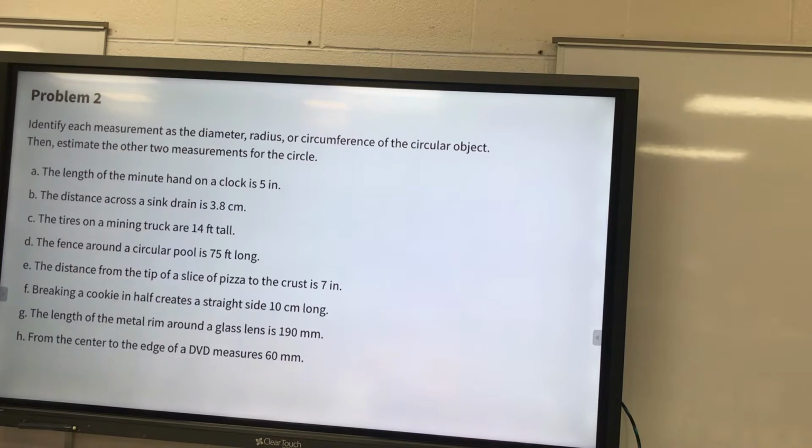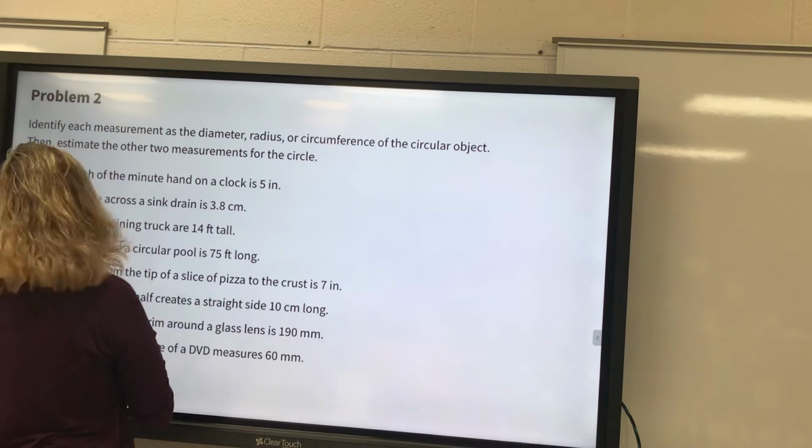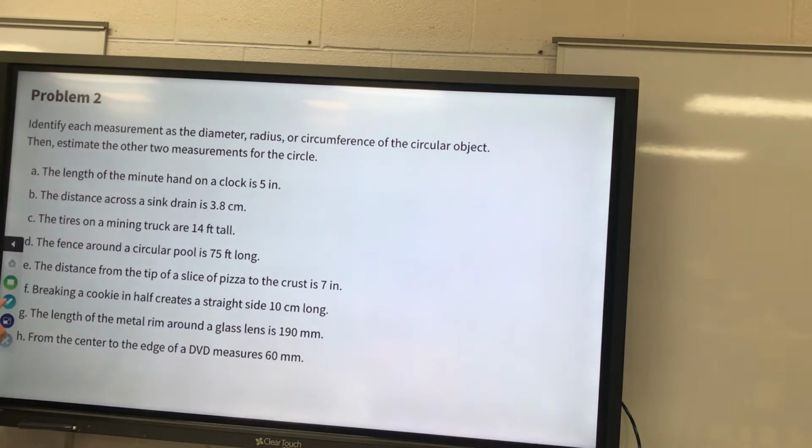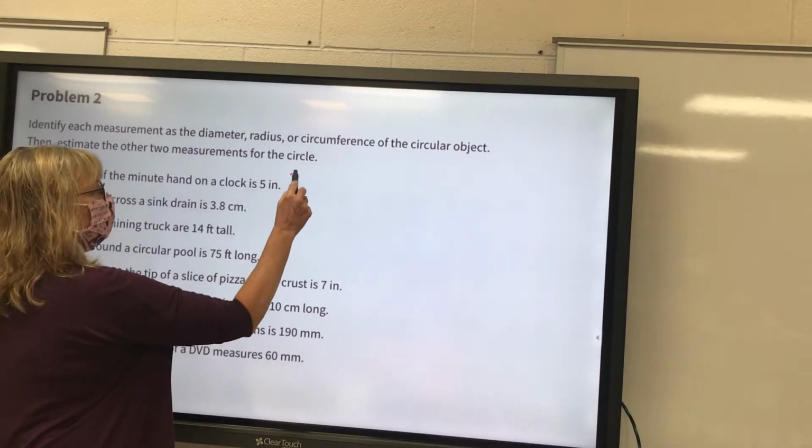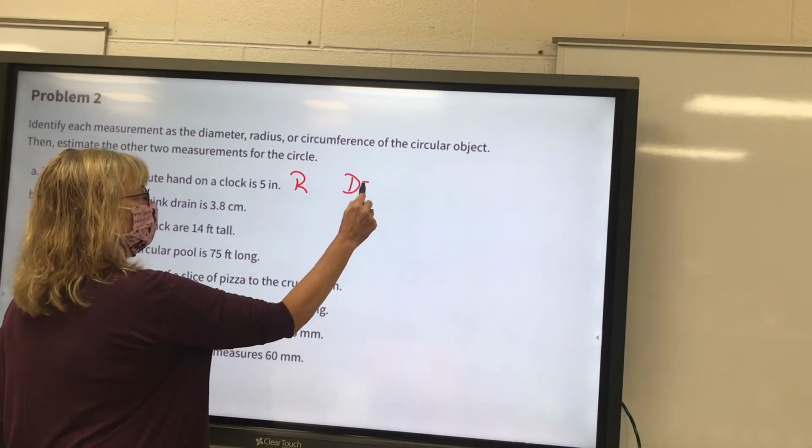Problem number 2, identify each measurement as the diameter, radius, or circumference of a circular object, then estimate the other 2 measurements for the circle. All right, so the length of a minute hand on a clock is 5 inches. Is that the radius, diameter, or circumference? Radius. Okay, if the radius is 5 inches, how long is the diameter? 10 inches. So the diameter is going to equal 10.